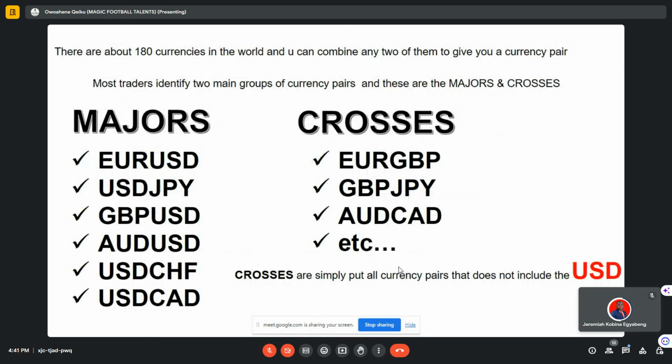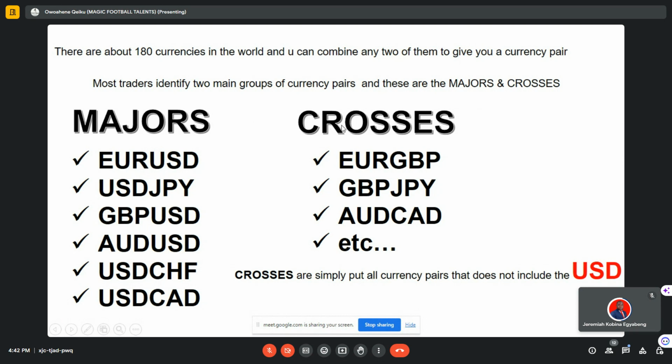Now, they say there are about 180 currencies in the world, and you can combine any two of them to give you a currency pair. Most traders identify two main groups of currency pairs: the majors and the crosses. The majors are pairs containing the US dollar, such as Euro USD, USD Japanese yen, pound USD, AUD USD, USD CHF, USD CAD, and so on.